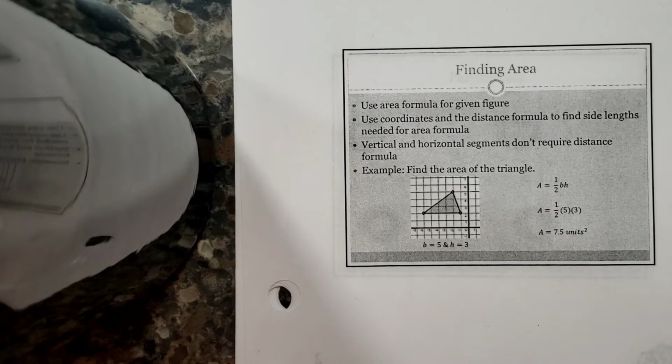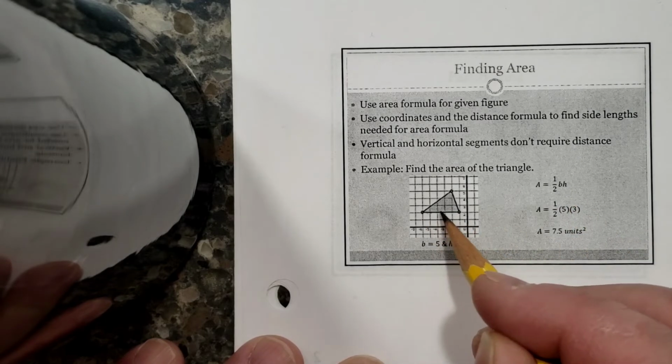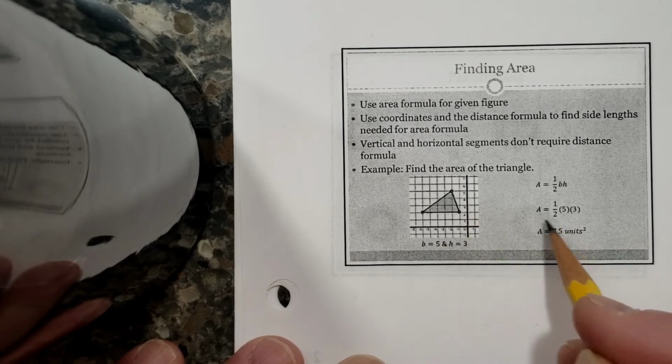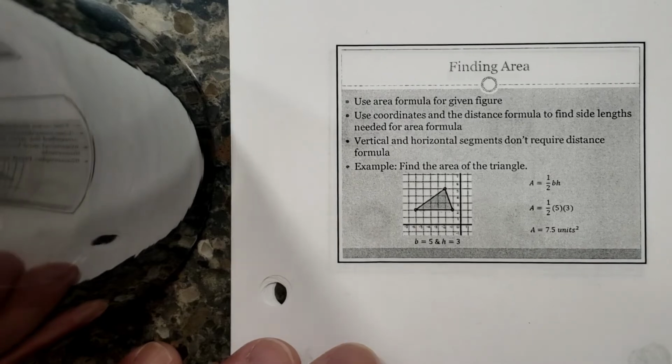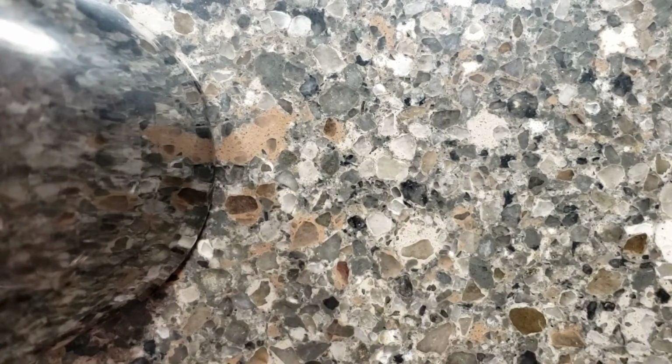When you have vertical and horizontal segments, you don't need the distance formula. You can just count. So if you look at this triangle, you know your formula is 1/2 base times height, and you count. You have 1, 2, 3, 4, 5 for your base, 1, 2, 3 for your height. And then you just do the math, and there it is, 7.5 units. Very simple. Okay? So when you have horizontal and vertical lines, you can just count across. All right? Now, we're going to add a little bit to that.